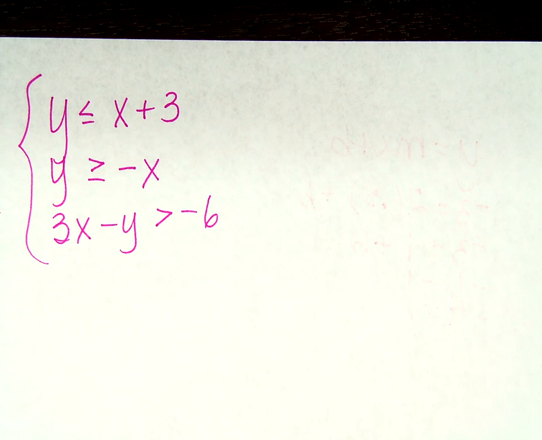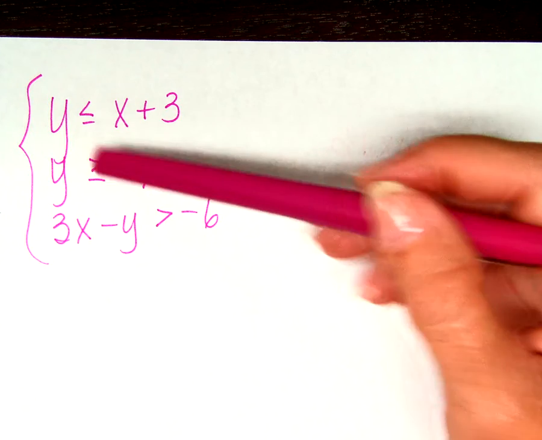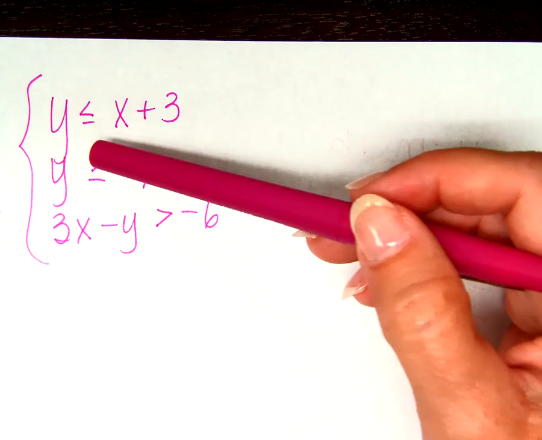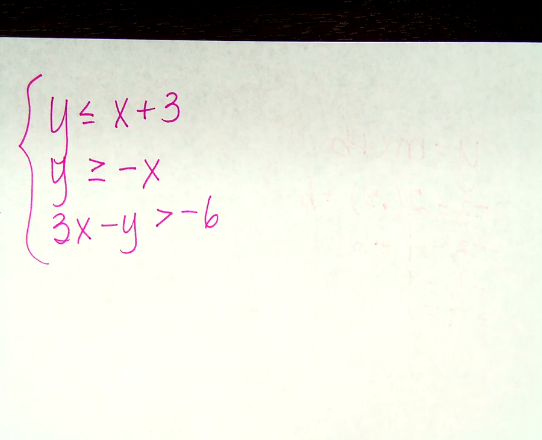So this is a system of inequalities, right? How do you tell the difference between a system of equations and a system of inequalities? Yeah, that seems like a silly question, right? Okay, but it's the symbols right here. If you see the equal sign, that's a system of equations. If you see inequality signs, that's a system of inequalities, okay?